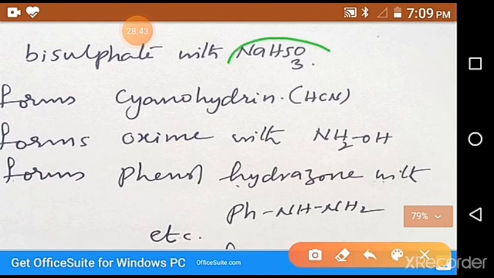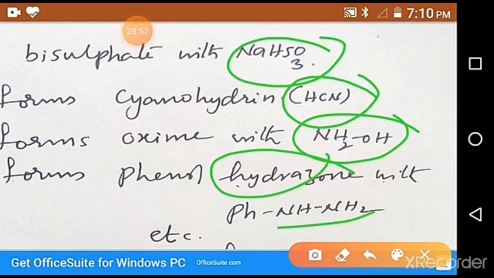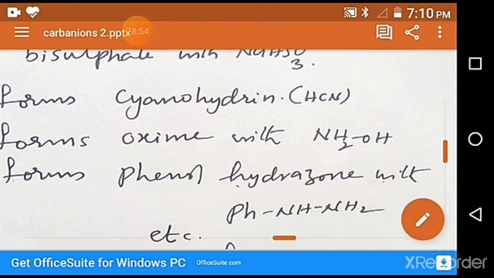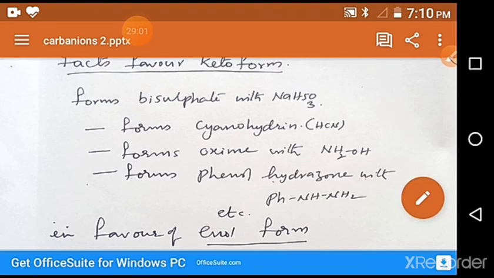Sodium bisulfite adduct, cyanohydrin with HCN, oxime with NH2OH, hydrazones with phenylhydrazine. All these reactions are exhibited by our ethyl acetoacetate, which shows a carbonyl group is there. That means the keto form is present.